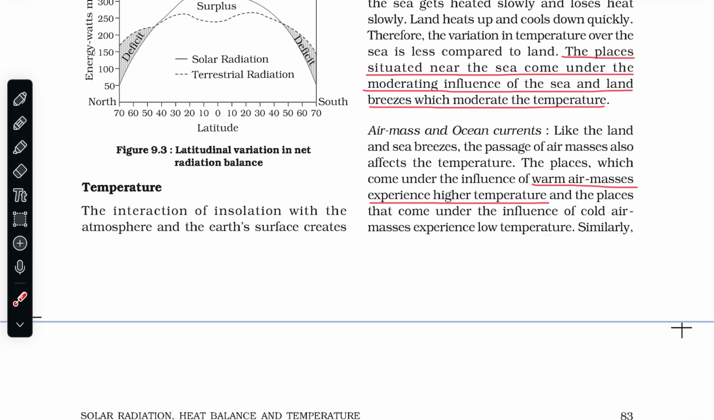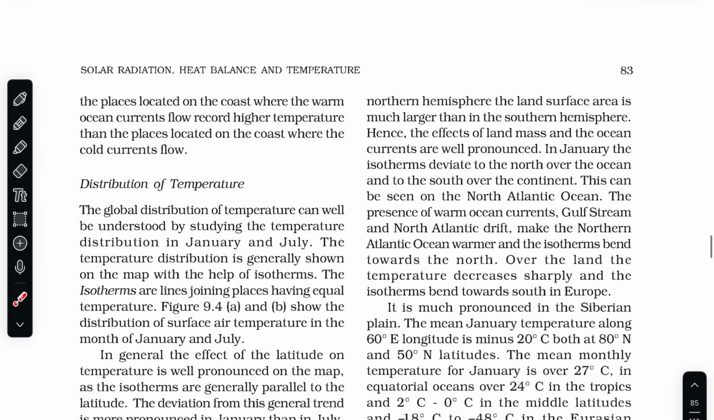Like the land and sea breeze, the passage of air mass also affects temperature. The places which come under the influence of warm air mass experience high temperature, and the places that come under the influence of the cold air mass experience low temperature. Similarly, the places located on the coast where the warm ocean currents flow record higher temperature than the places located on the coast where the cold ocean currents flow.